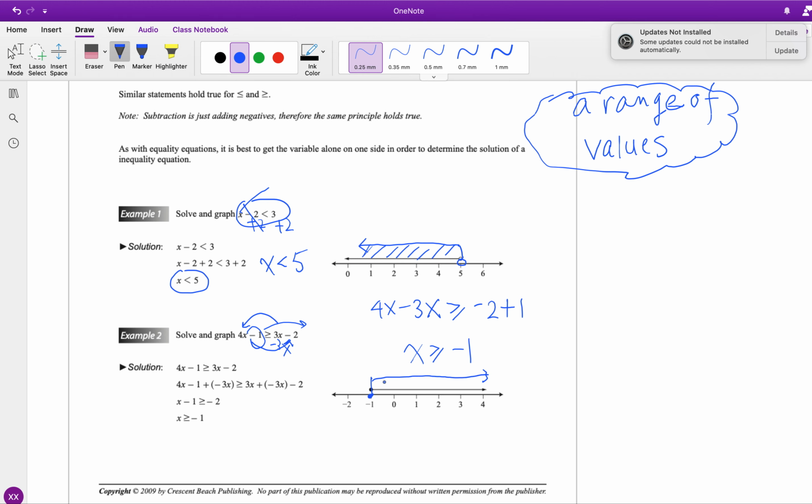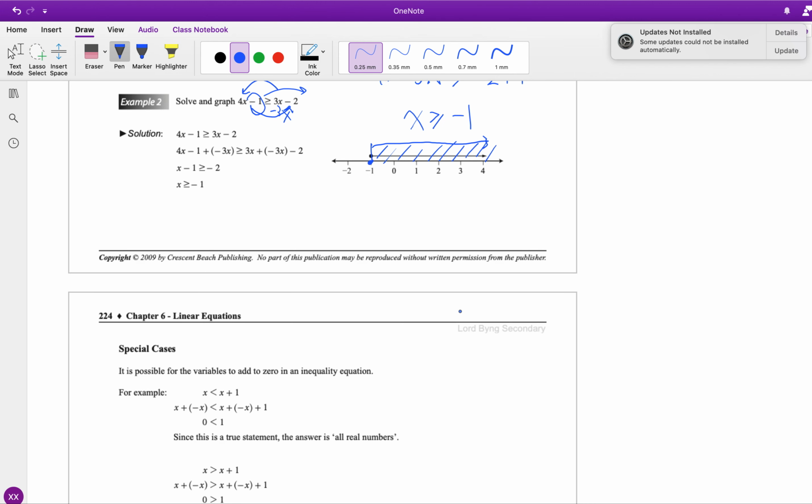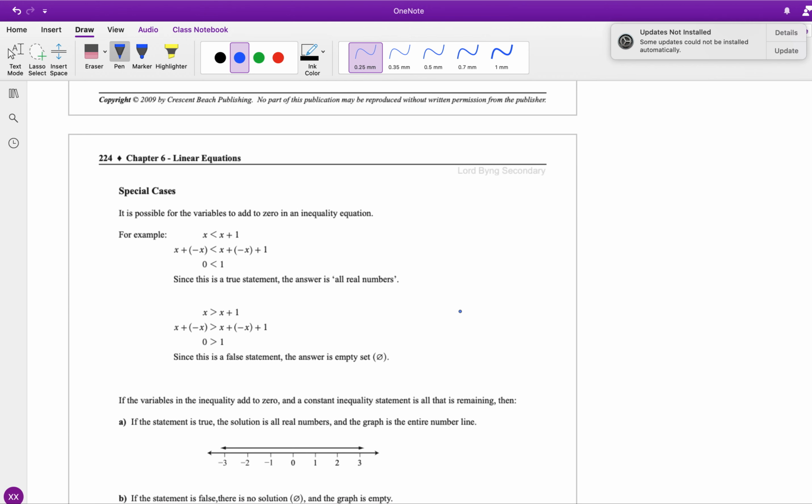So that means any number in this range, they all belong to the solution for x is equal to or larger than -1. Do I need to keep going? Well, there's a special case. Now take a look at this. X is smaller than x plus 1.